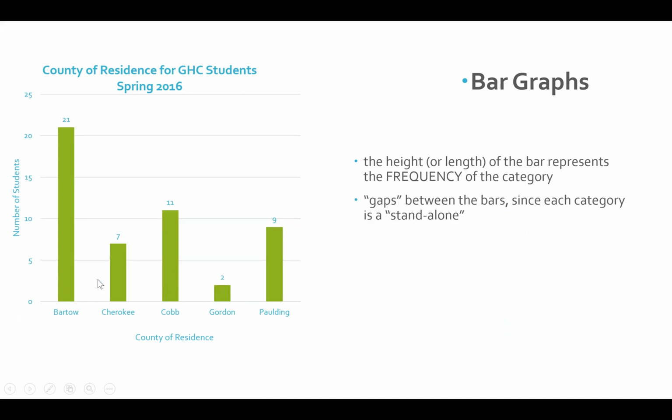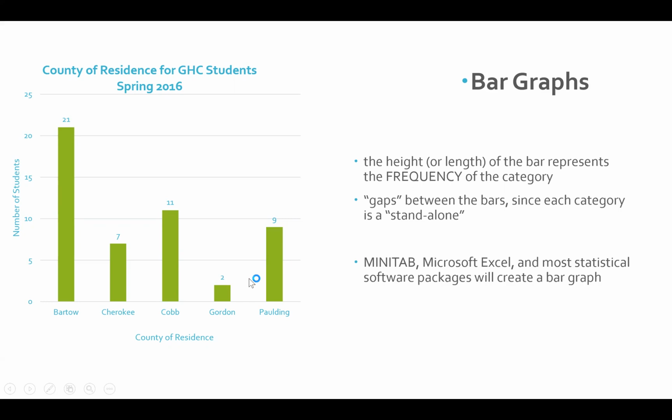Notice that there are gaps between the bars, because these are stand-alone categories. Okay, somebody doesn't live in Bartow and Gordon, or Cobb and Paulding. They live in one county or the other. They are standalone categories, and that's indicated by the gaps between the bars.